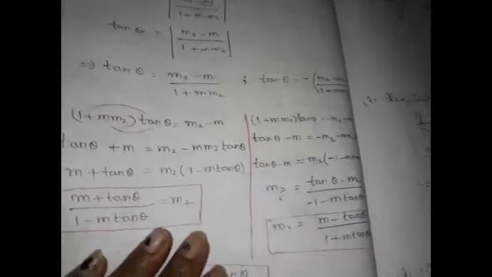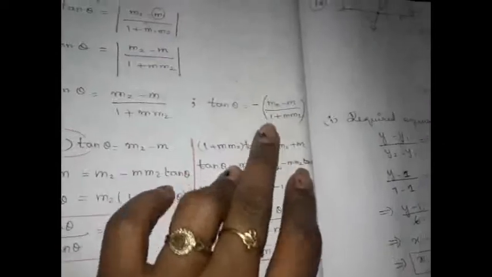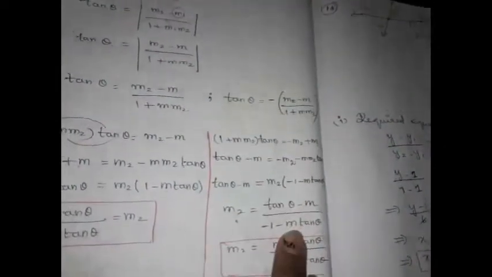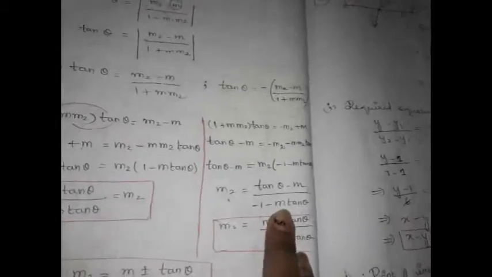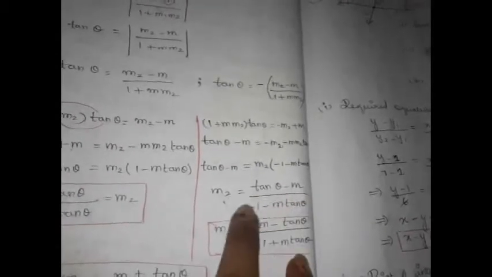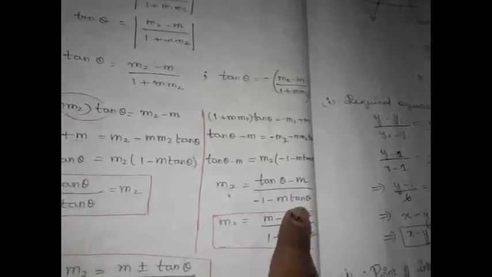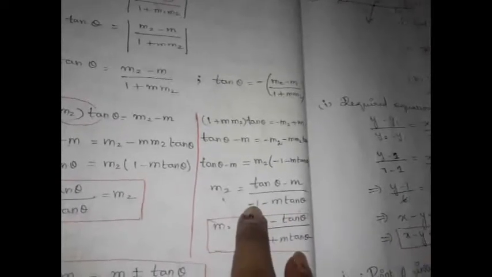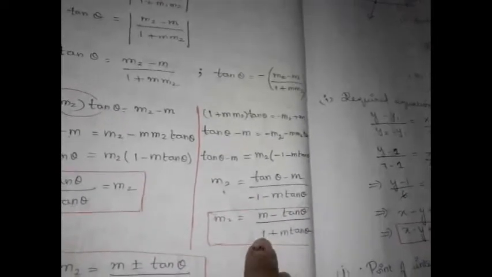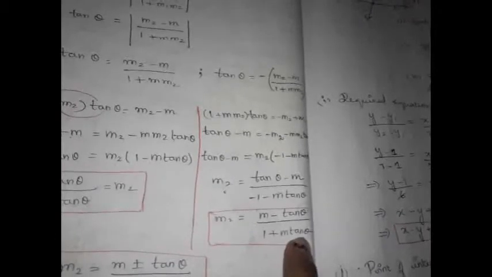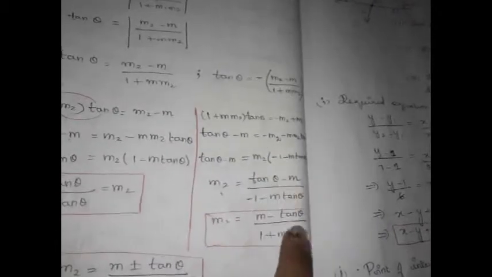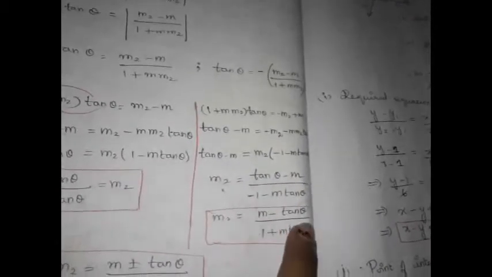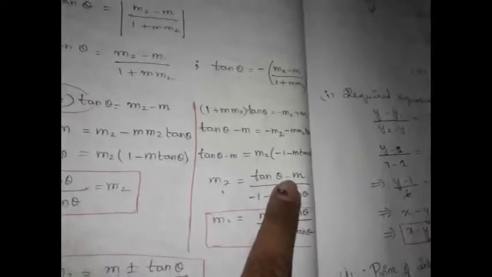This is one way. The other way, if it is going to be negative, what will happen? In the same way, I got tan theta minus m divided by minus 1 minus m tan theta. The minus we can take common from the denominator, so it becomes 1 plus m tan theta. That minus, if we multiply it with the numerator, we will get m minus tan theta. The sign will change.